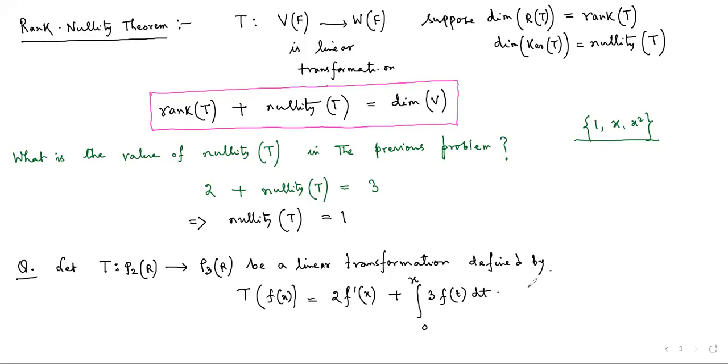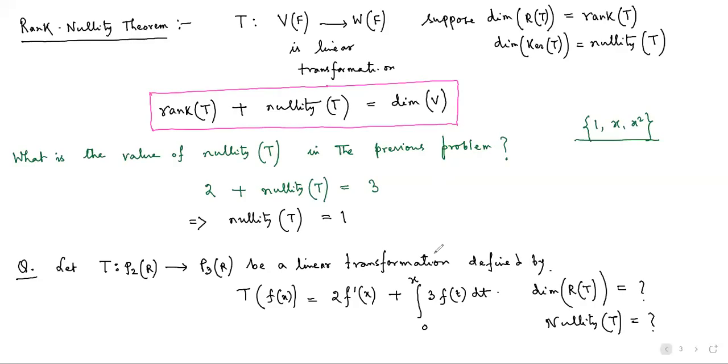This is the transformation. Your job is to find the dimension of the range of T, and also find the nullity of T. This is the problem. Now, tell me how to solve it. What are you going to do? You tell me and I'm going to write on the board.